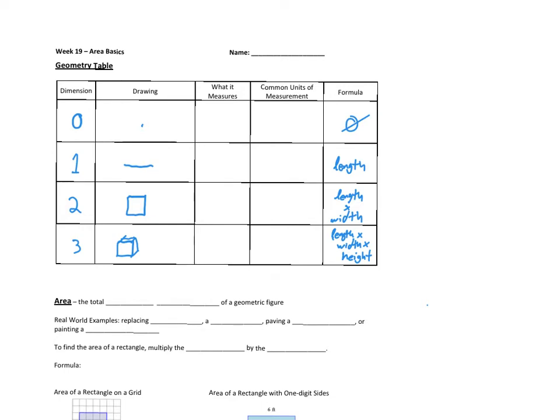1 dimension is just length. 2 dimensions, length times width. 3 dimensions, length times width times height. We're going to be dealing with 1 dimension and 2 dimensions now. Later in the year, we'll deal with 3 dimensions.